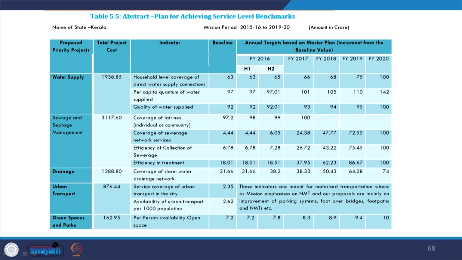Here we see how they are working on the service level benchmarks. For water supply, what kind of indicators they are going to use, how they are going to evaluate their performance, how they are achieving it. For example, household level coverage of direct water supply connections. The baseline is 63 and by year 2020 they want to target it to 100, and how every year they are going to reach that number.